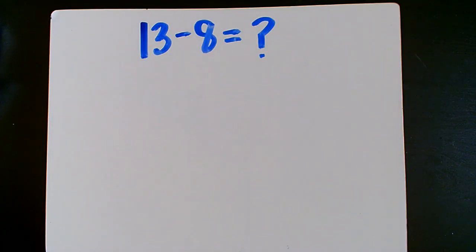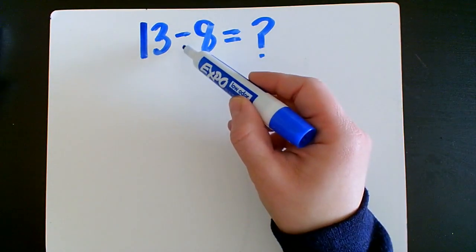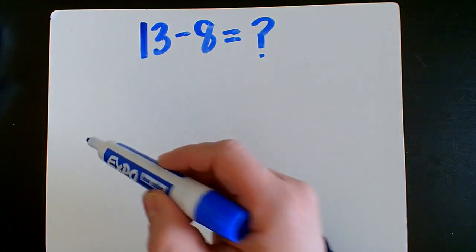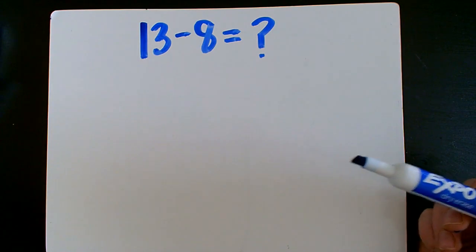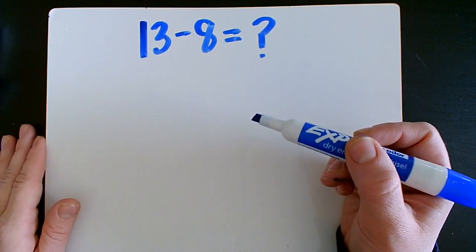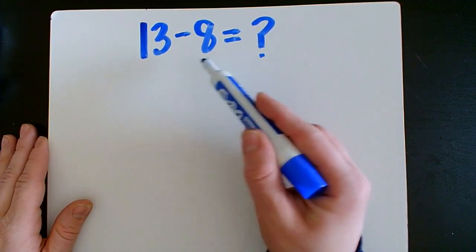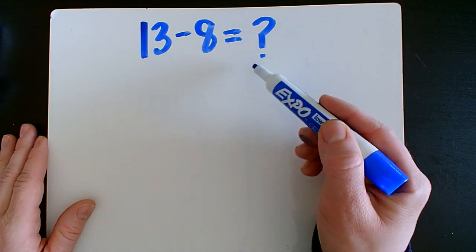Hello, welcome back. This is Thursday's math lesson, and it is a continuation of our math lessons this week where we are talking about subtraction and how it's related to addition and how that can help us when we're subtracting. Okay, so here I have a math sentence on my board. I have 13 minus 8 equaling, I'm not sure yet.